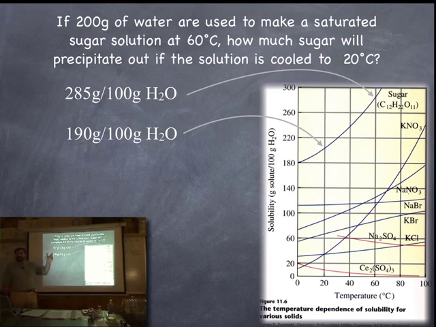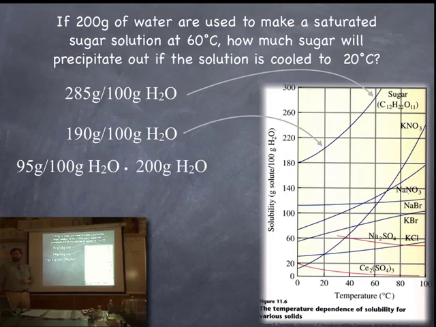So what's the difference? If I start here and go down, how much has to precipitate out? 285 minus 190 means 95 grams for every 100 grams of water. But I have 200 grams of water, so essentially I'm multiplying that 95 times 2. I would have 190 grams precipitating.